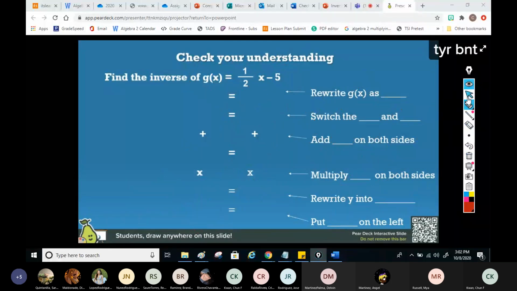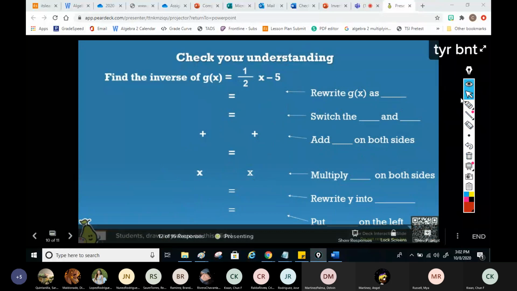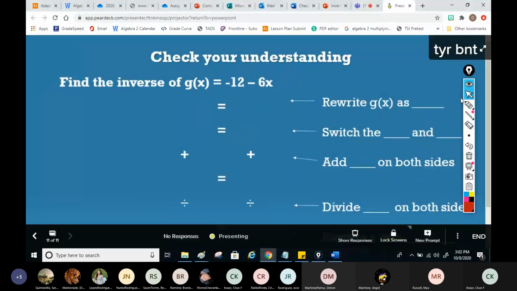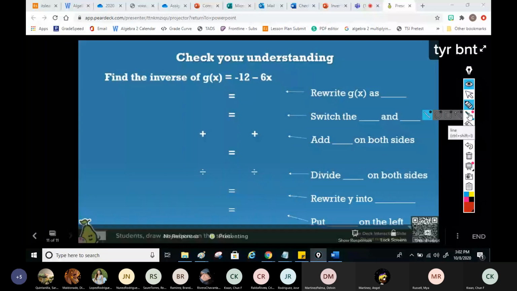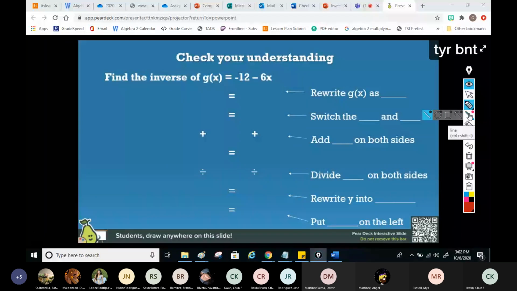All right, so let's do one more problem, and then you guys are good to go. So the last problem right here, do the exact same thing as you did earlier. So let's give it a try. Go to Peer Deck and then work on this, all right?